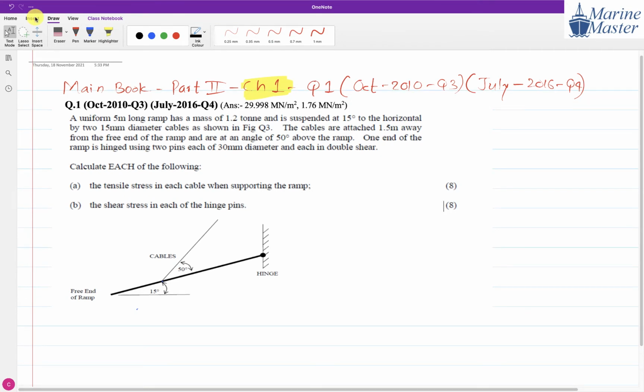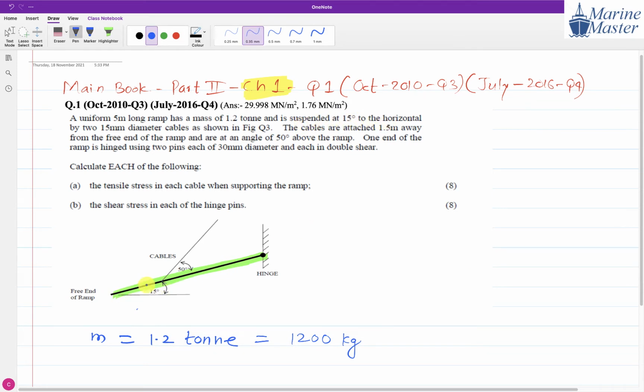Now try to see the scenario here. We have a uniform 5-meter long ramp. So this is our ramp. Observe the scenario. How much is the length of this ramp? It is 5 meters. And how much mass is there? M is 1.2 tons. 1.2 tons means how many kg? 1200 kilograms. So mass is 1200 kilograms, suspended at 15 degrees to the horizontal.